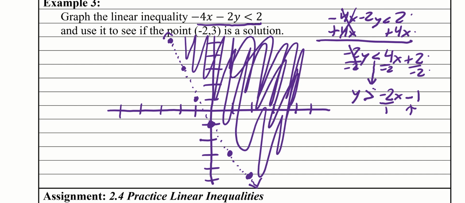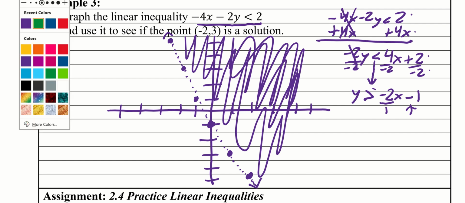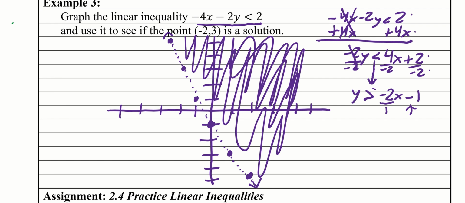Okay, so this is what my final graph would look like, and then one last thing I can do is I can actually use this now, so I can see where all the solutions are located. So if it asks me if negative 2, 3 is a solution, let's check that coordinate point. I find negative 2, 3. It's located right here. Okay, that is in fact in the shaded region, so that would be a solution. So that is what the shaded region tells you, is where the solutions are located.